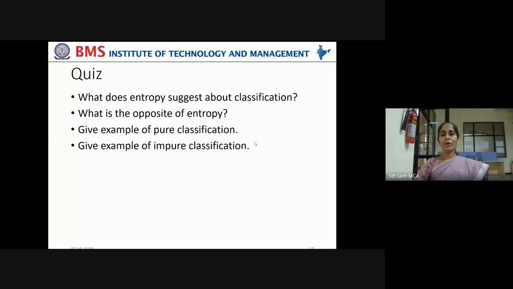It suggests purity or impurity in the classification, certainty or uncertainty in the classification, right? What is the opposite of entropy? Anybody? Larger is the entropy, what will be lesser? Lesser is the entropy, what will be more?